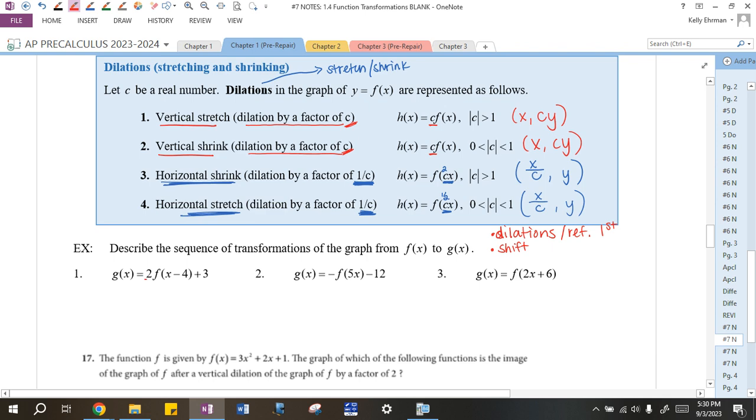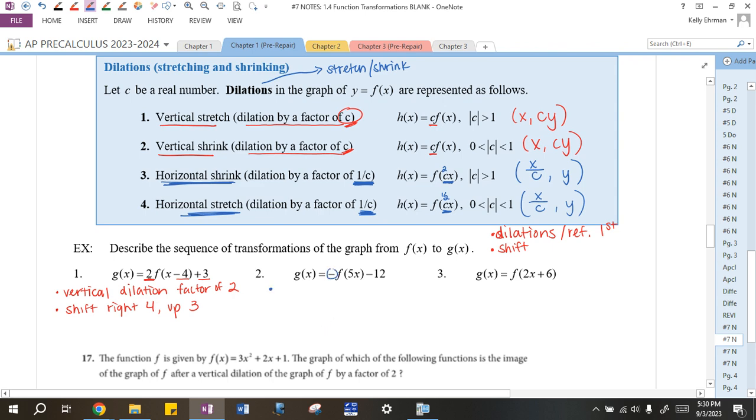Okay, so we have a vertical dilation by a factor of 2, right? Whatever C is, that's the exact factor. It's going to be a stretch. And then after that, this is a shift right 4, up 3. So shift right 4, up 3. It doesn't matter what order you say up 3 and right 4 for that.